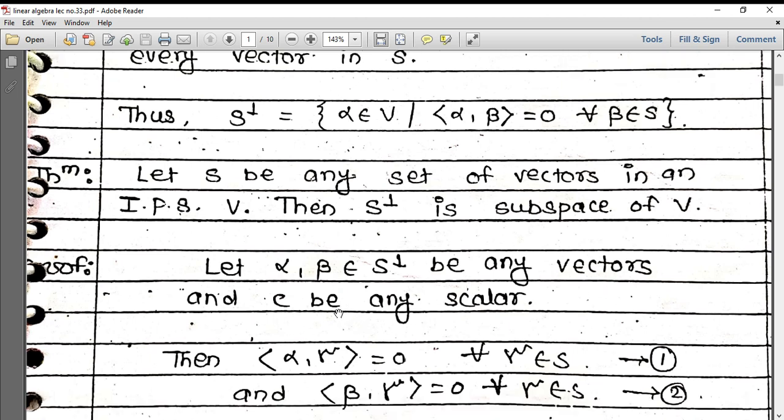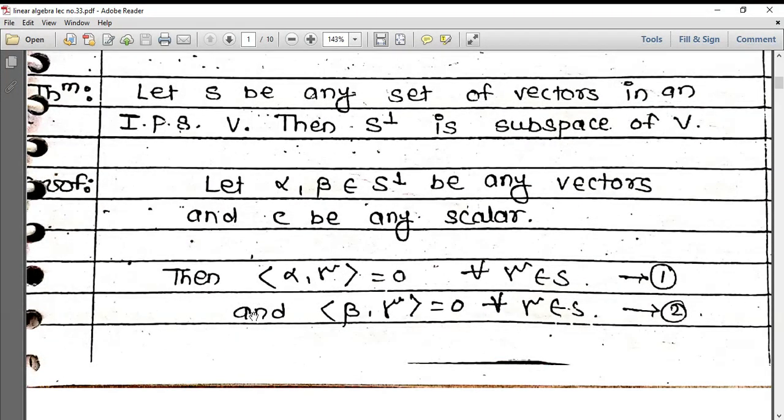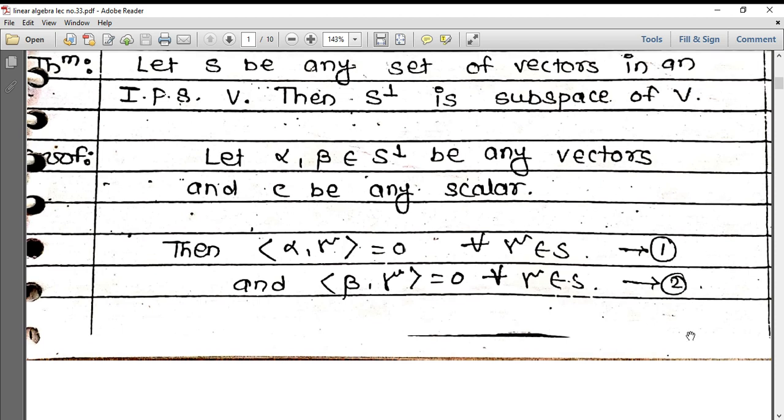Then the inner product of alpha with gamma is equal to 0 for all gamma belonging to S by the definition of S perp. Give it as equation number 1. And also the inner product of beta and gamma is equal to 0 for all gamma belonging to S, since alpha and beta belong to S perp. Give it as equation number 2.